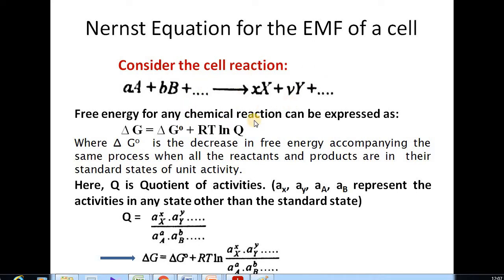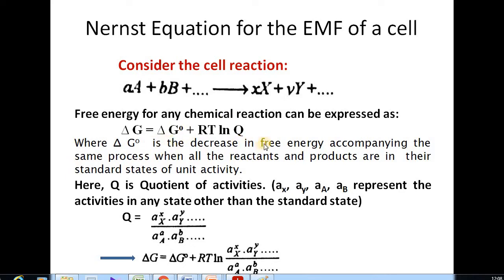Now free energy for any chemical reaction can be expressed as ΔG = ΔG° + RT ln Q. For any chemical reaction, we very well know the expression for free energy is given by this mathematical expression, where ΔG° is the decrease in free energy accompanying the same process when all the reactants and products are in their standard states of unit activity. So ΔG° is what? It is the free energy change under the standard condition.